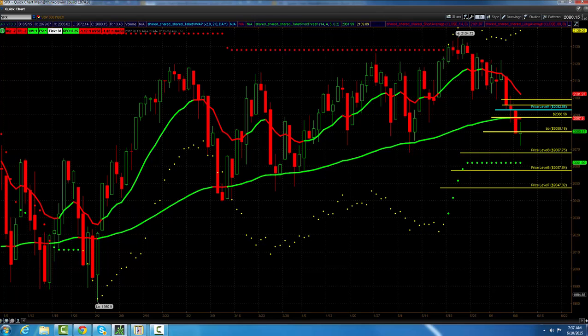Keep your eye on oil. Oil could be heading up to the 62 half area. Bonds keep selling off on the threat that there's going to be a rate hike. And also gold is trading in this range, and it looks like it may be heading back up to the 1200 area.